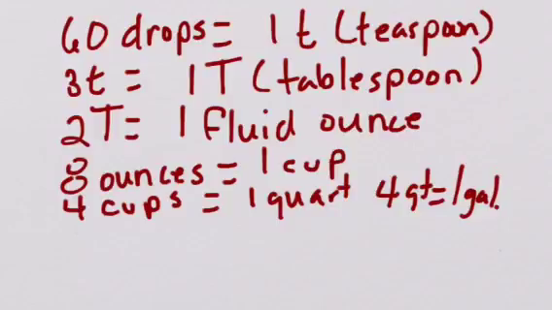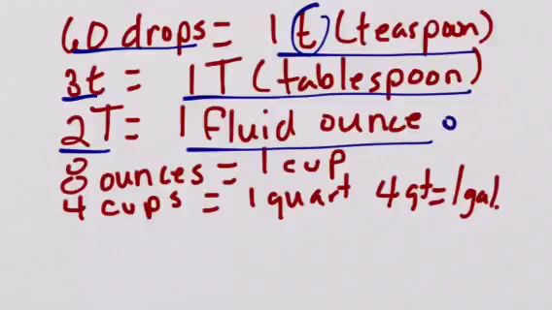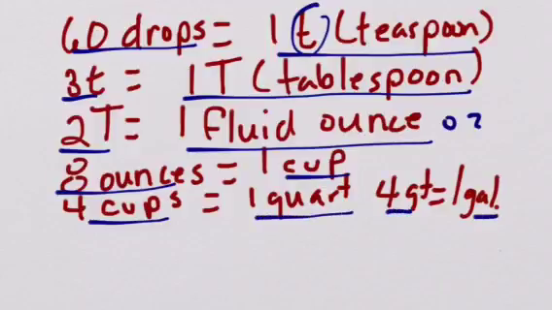And Fred also knows, because he has Professor Elwood's handy chart in the back of the book, that 60 drops equal 1 teaspoon. Small t means teaspoon. 3 teaspoons equal 1 tablespoon, so that's bigger. 2 tablespoons equal 1 fluid ounce. We could abbreviate it like that. 8 ounces equal 1 cup. 4 cups equal 1 quart. 4 quarts equal 1 gallon.